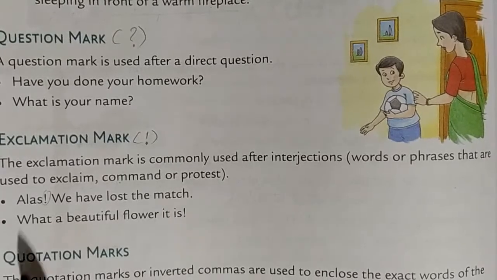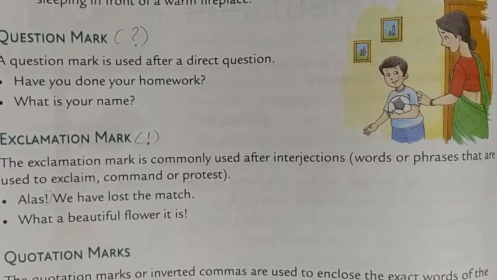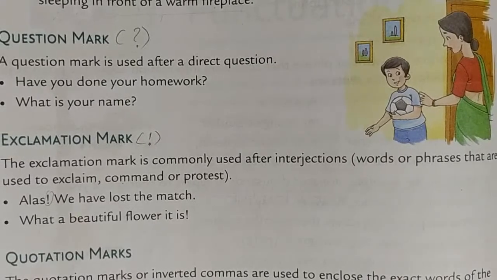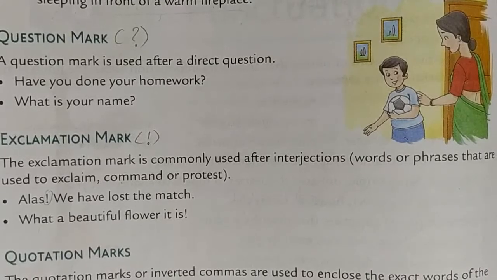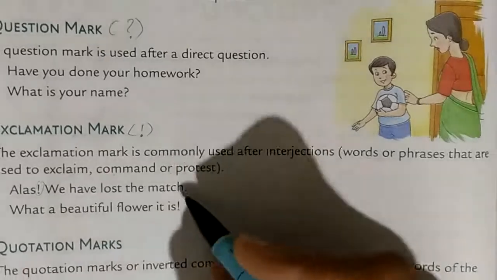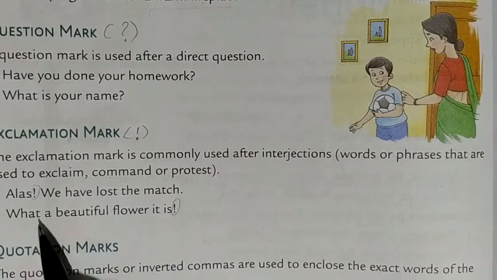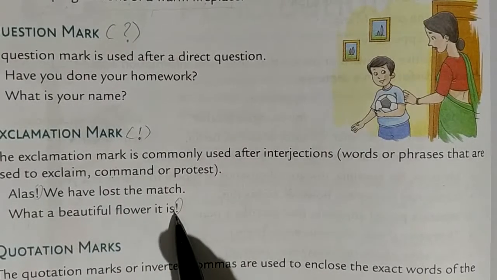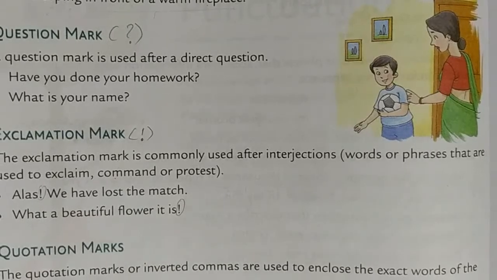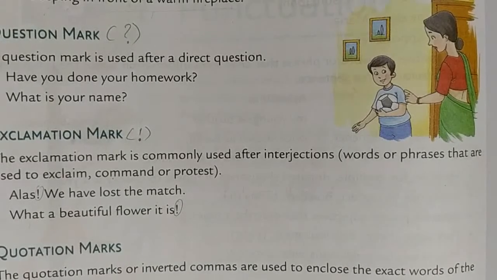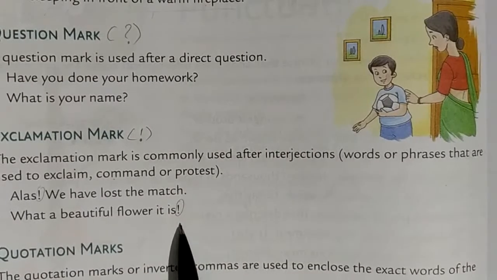Okay, "What a beautiful flower it is!" In this sentence, the expression is of happiness, of great joy, after seeing the flower. So here we have used an exclamation mark. It's not necessary that you use an exclamation mark in the middle of the sentence. You can use it at the end also, because this whole sentence is explaining your feeling. "What a beautiful flower it is!" I mean, you're very happy seeing that flower. So this sentence is an expression of happiness.